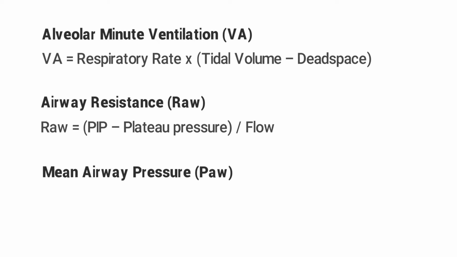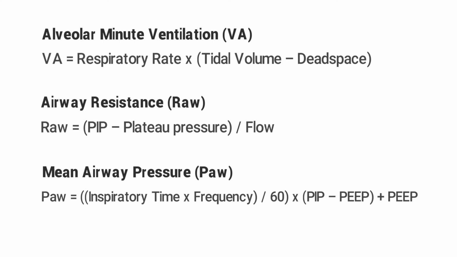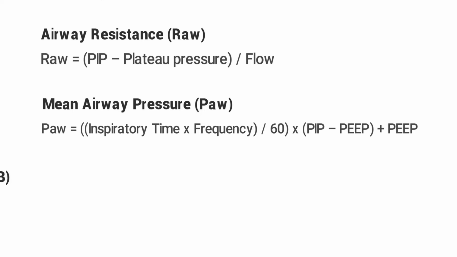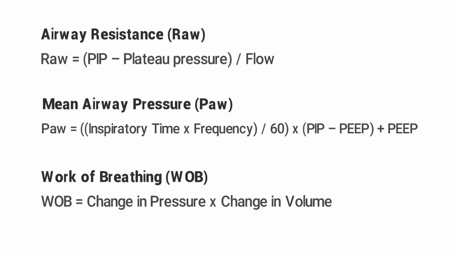Mean airway pressure, or PAW. Mean airway pressure is equal to the inspiratory time times the frequency divided by 60. Then you multiply that by the peak inspiratory pressure minus the PEEP, and then you add back the PEEP. Work of breathing. Work of breathing is equal to a change in pressure multiplied by the change in volume.